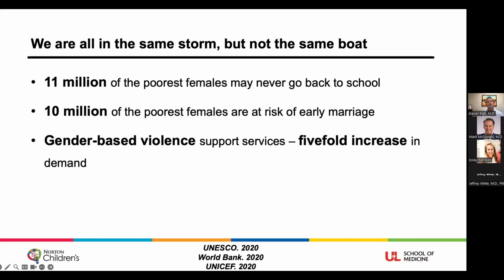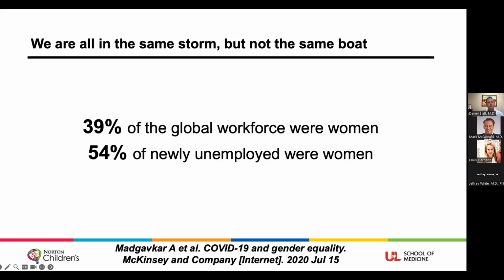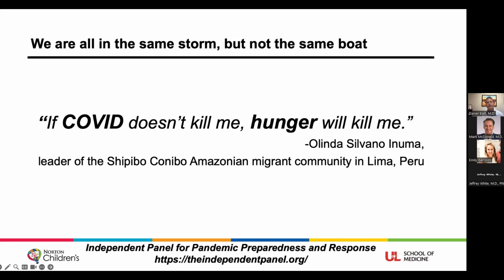The inequity rift has focused more on females, underrepresented minorities, and the underprivileged. Globally, many females are at risk of never returning to school, and 10 million females are now at risk for early marriage due to the pandemic. There has been a sharp increase in gender-based violence. And job loss has been alarming, but women have lost jobs at a much higher rate than men. 39% of the global workforce are women, but 54% of newly unemployed people are women. So poverty and inequity are hitting hardest those who are already disadvantaged: females, impoverished, and children.